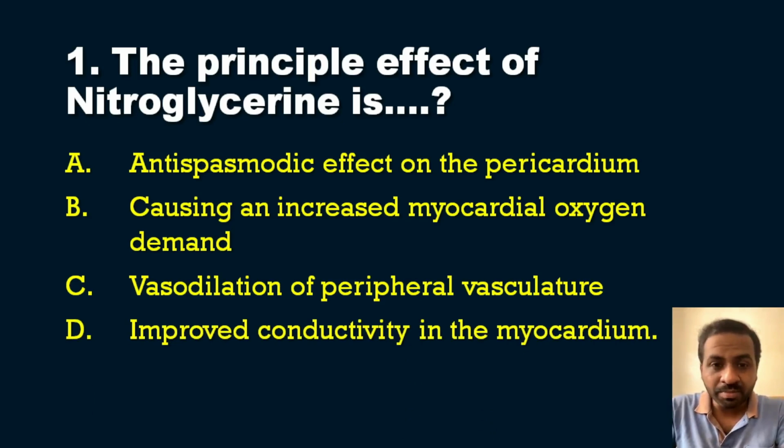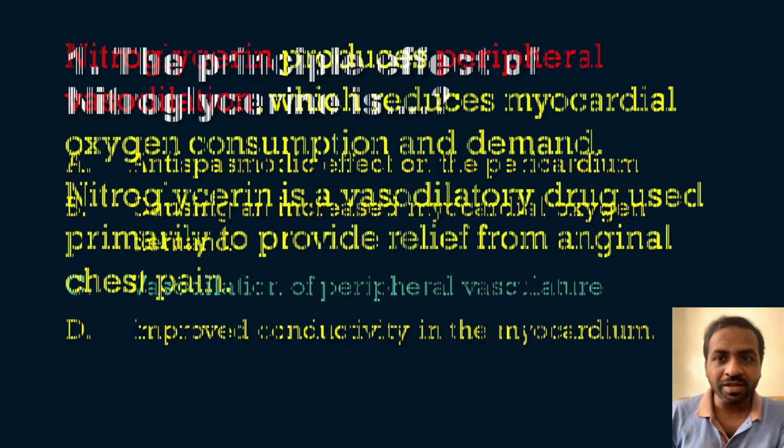So what is the principal effect of nitroglycerin? And you know why nitroglycerin will be given, and what is the route of administration, all those things. So just think about that and answer the question. So the answer for this question is option C, that is vasodilation of peripheral vasculature. The other options are absolutely wrong, that we will see in the explanation.